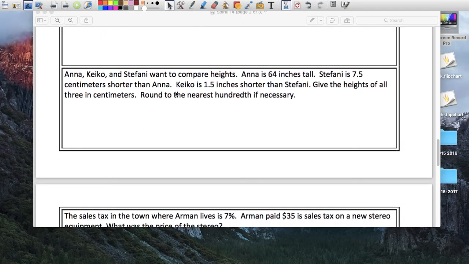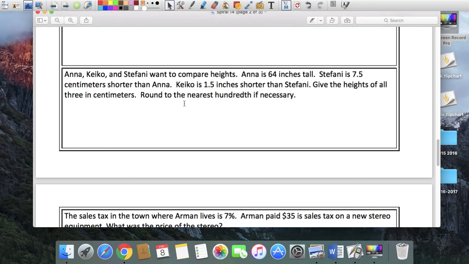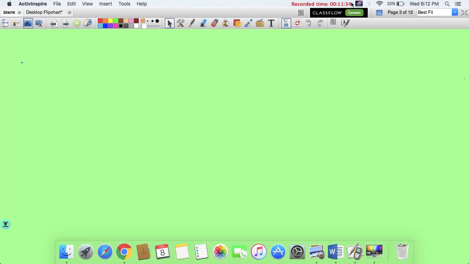Anna, Keiko, and Stephanie want to compare heights. Anna is 64 inches tall, Stephanie is 7.5 centimeters shorter than Anna, Keiko is 1.5 inches shorter than Stephanie. Give all the 3 heights in centimeters. Oh, so let's change everything to centimeters. So I need to get my reference sheet, so give me a second.